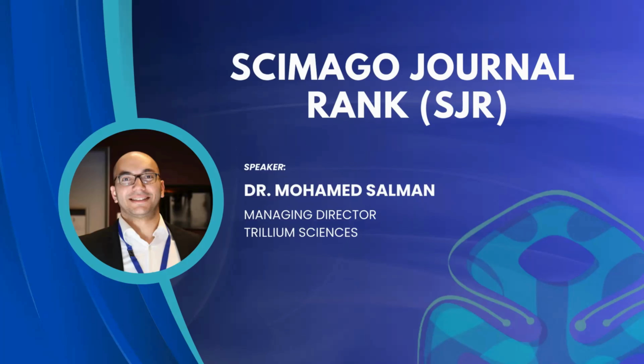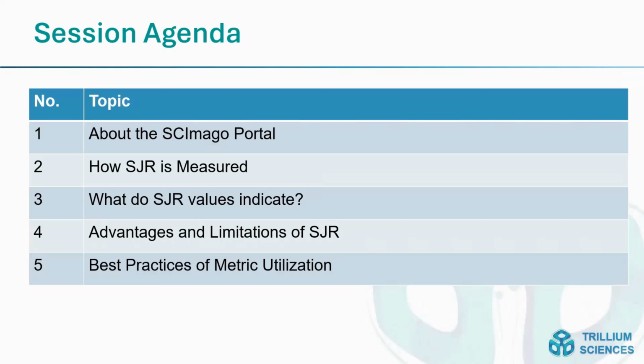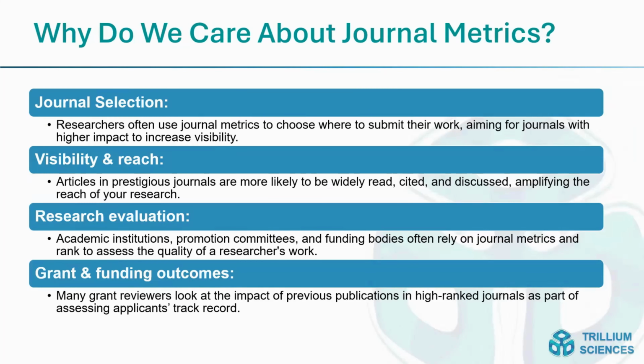And today we're going to talk about the SCImago Journal Rank, the SJR. So, what we're going to be saying today in the session is what is the SCImago portal, and how SJR is measured. What do SJR values indicate? What are the advantages and limitations of SJR? And what are the best practices for metric utilization?